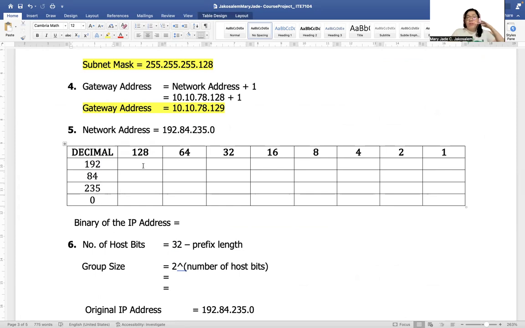So again, we just observe the same procedure. Is 192 greater than or equal to 128? It's greater than. So the answer here is 1. Then for 192, we have to deduct 128. So 192 minus 128 is equal to 64. 64 is equal to 64, so it's another 1. Then we deduct 64 minus 64, so it's equal to 0, meaning the rest of the numbers here will be 0.